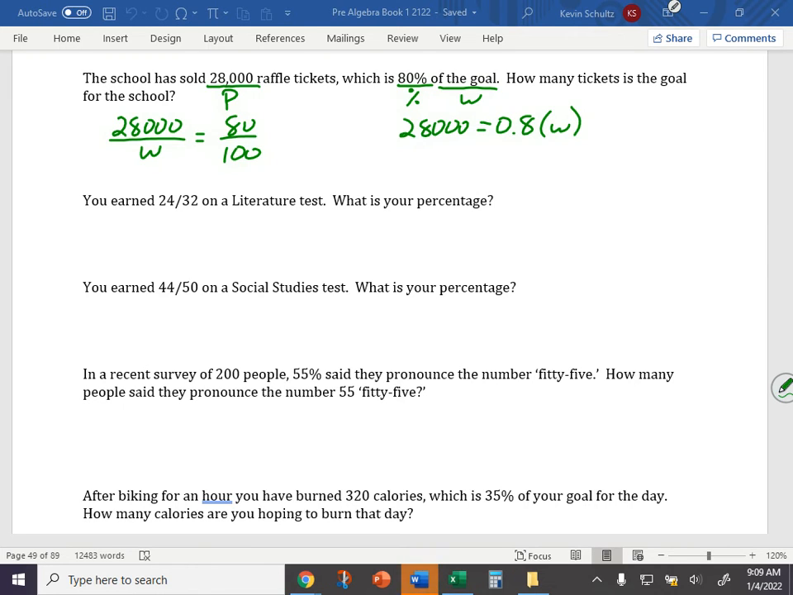Okay, there are your two setups for either proportions or the equation. If you weren't quite sure how to start or want to check, make sure you got it set up correctly. Part over whole equals percent over 100, or part equals percent times the whole.